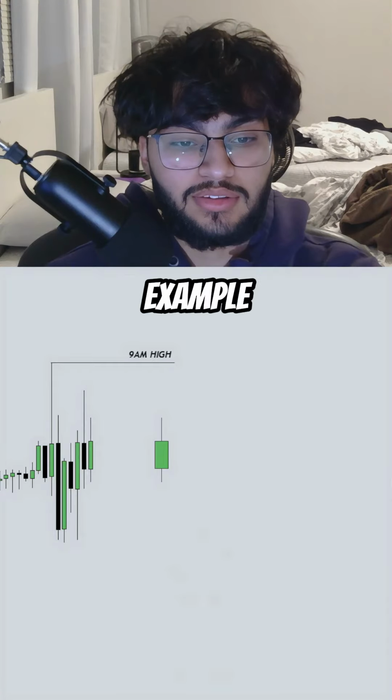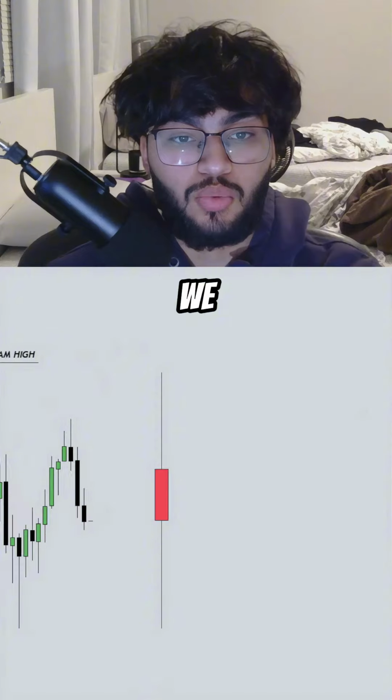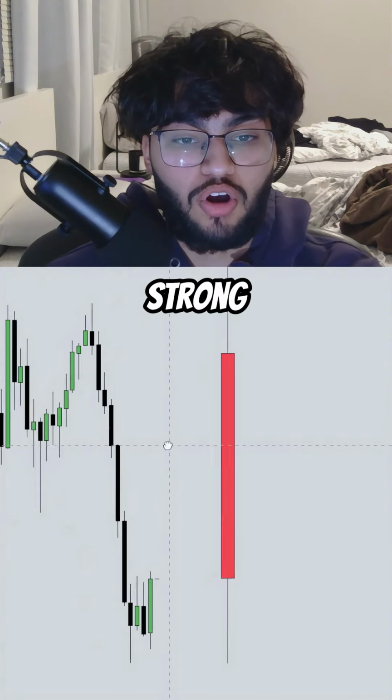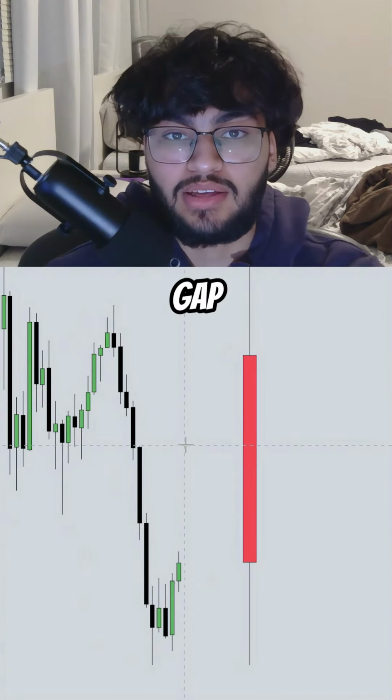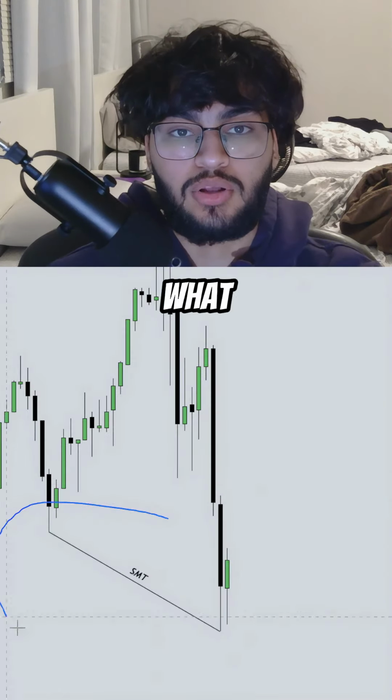So let's take a look at this example right here. As you can see, we have this 9 AM high formed. We open the 10 AM candle. We have a nice accumulation, and then we have a strong manipulation into a higher time frame fair value gap. As you can see, this is our higher time frame fair value gap, and we also have SMT at the lows. This is what it looks like on the ES.